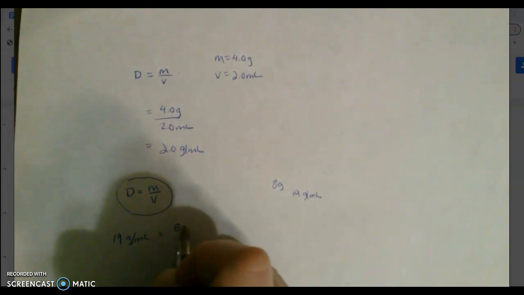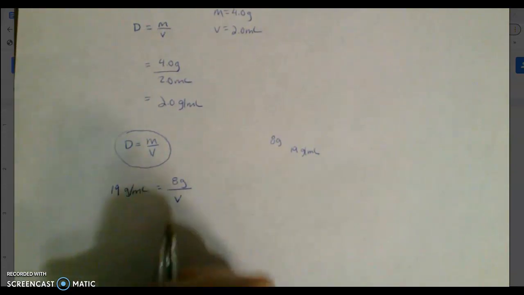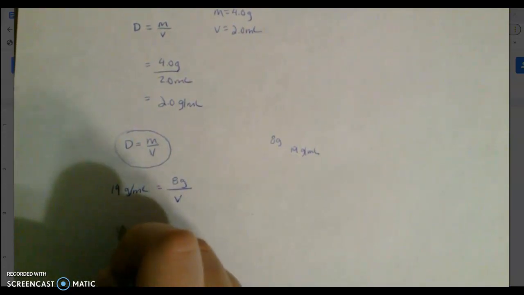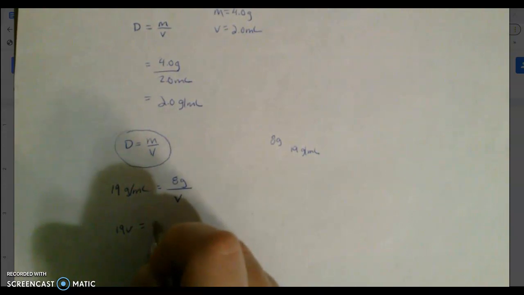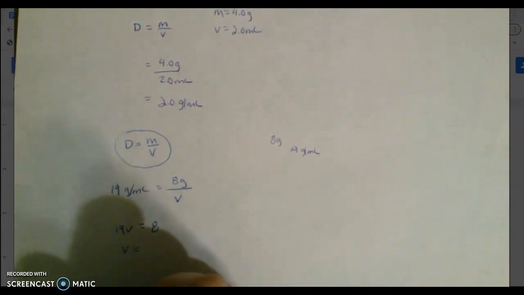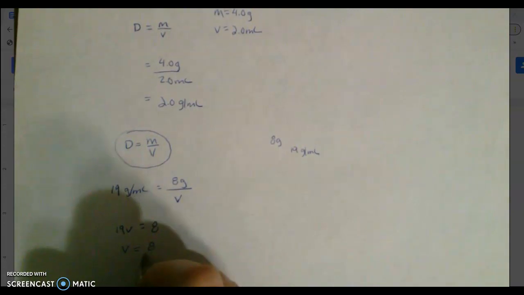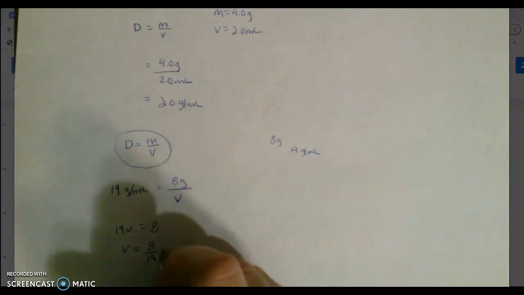I've got 8 grams for mass, and I have volume as an unknown. So just like in algebra class, you can multiply by V. I'm going to have 19V is equal to 8. V is equal to 8 divided by 19, which is going to get us just a little bit over 1/2. But I'm going to go ahead and write 8/19.